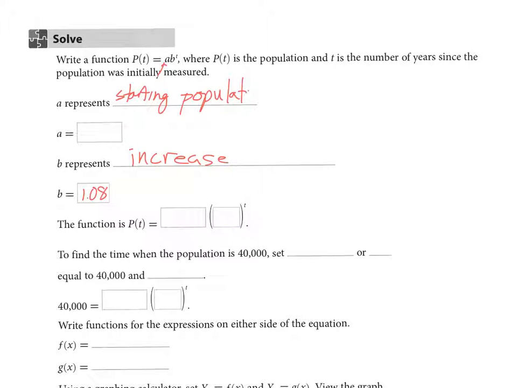What was our starting population? 20,000. Okay? So that function is 20,000 times 1.08 to the t power, where t is the number of years. So this is not growing linearly, okay? We're not getting 5 new elk every year. It's growing exponentially. Now, why does that happen?